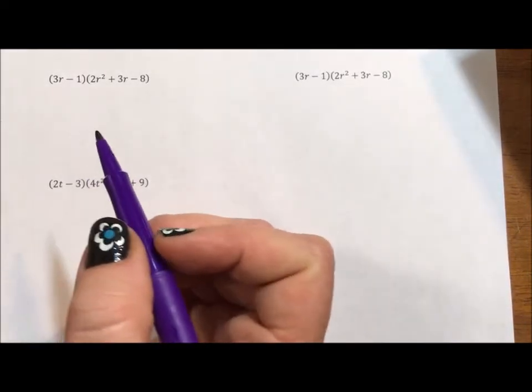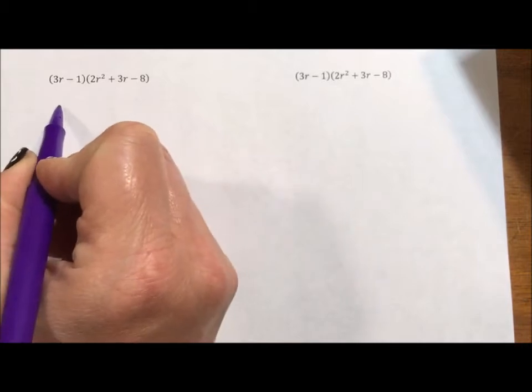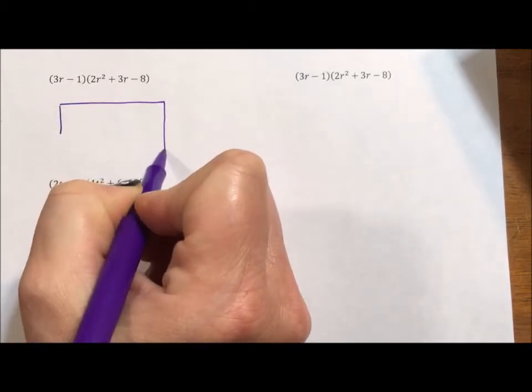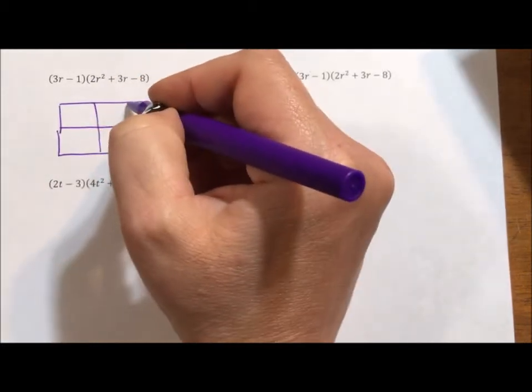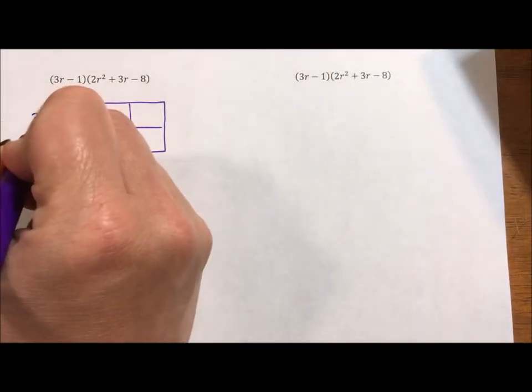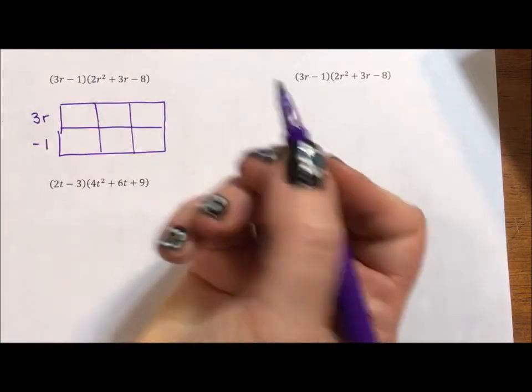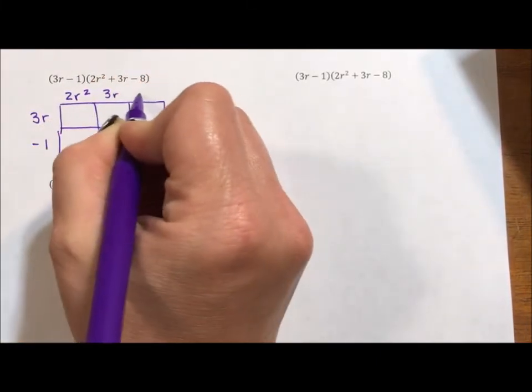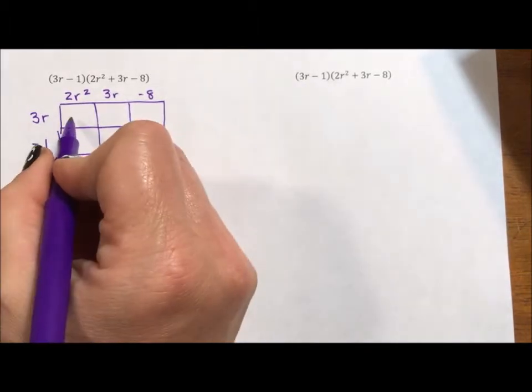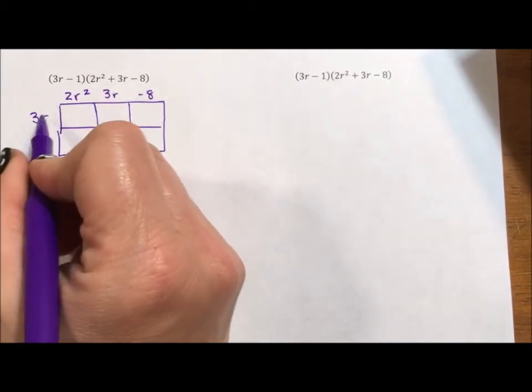So one method for multiplying this out is to create a box. I'm going to create a box 2 by 3. And I'm going to write the 3r and the -1, because that's really a -1, and the 2r squared, the 3r, and the -8. And each box is the product.